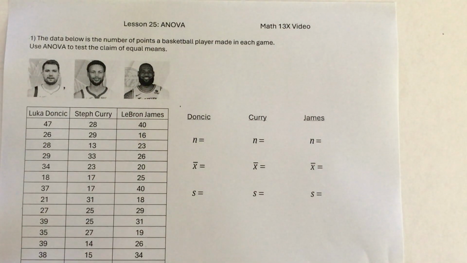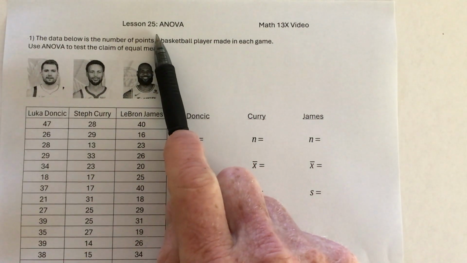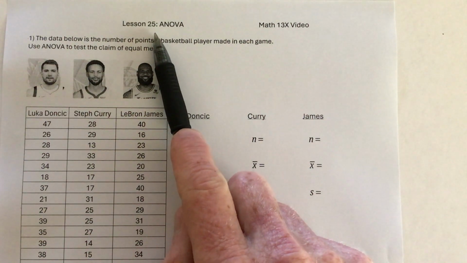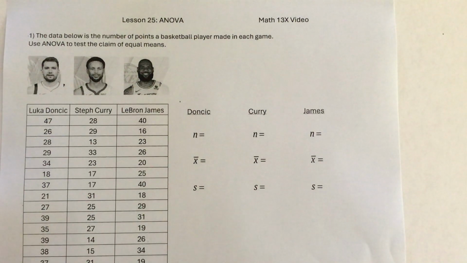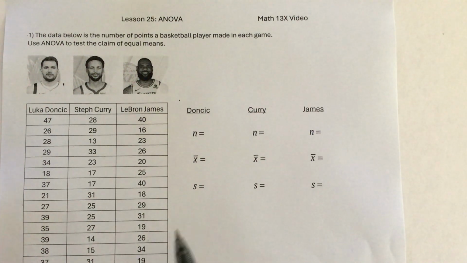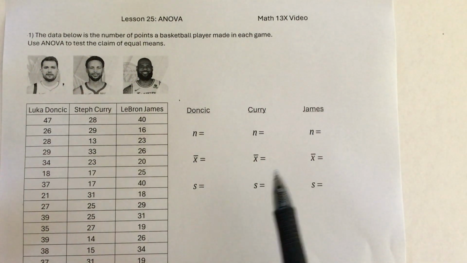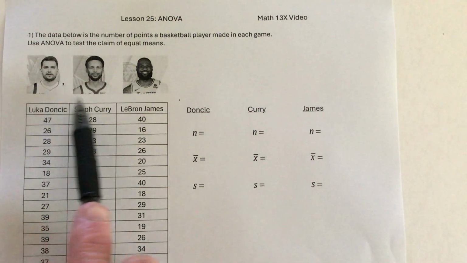Well, we did it. Lesson 25 is the last one. So analysis of variance is the last thing we're doing in Math 13x. Analysis of variance is a way to test the claim that three means are equal. Or you could even do 4 or 5 or 6. I'm going to do 3 basketball players.